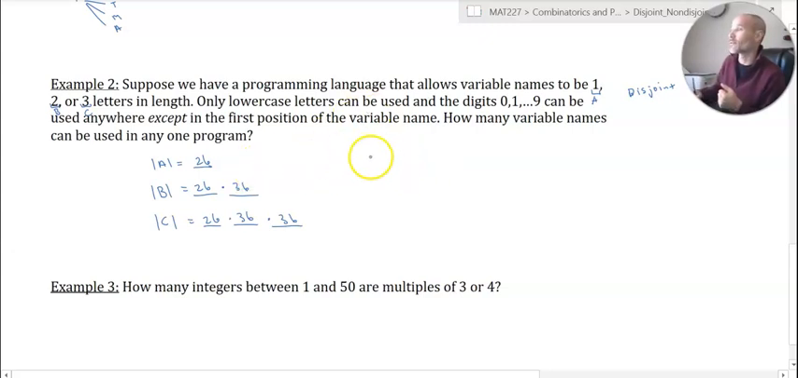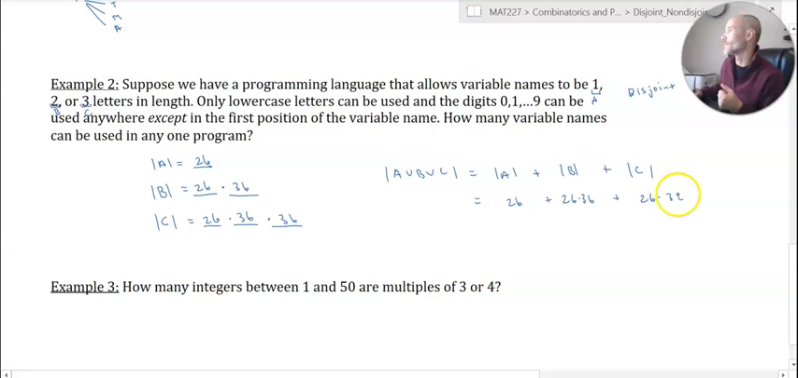And then we would add these together. So I'm just going to write it like this. The number of elements, in this case, that's 1 character, or 2 character, or 3 character, is the number of elements that are 1, plus the number of elements that are 2, plus the number of elements that are 3 characters in length. And I'll just write it like this. You can do the calculation. And then 26 times 36 squared.